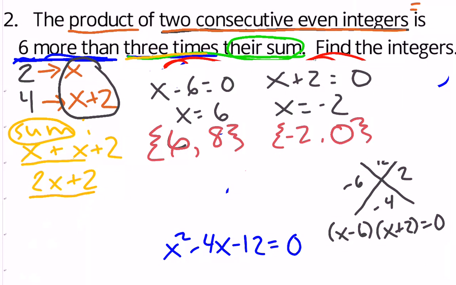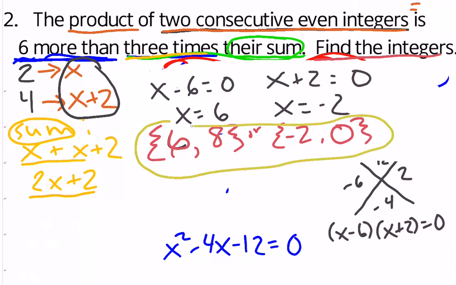Okay, and my question is to find the integers. I've found the integers. These are my two options. And I have to have both of them because both of them will work for this problem. It didn't tell anything about negative or positive. All I know it's even, and both of my x's are even numbers.